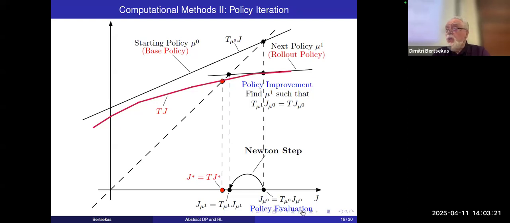Now, this operation is called policy evaluation in dynamic programming. So you have a policy, you evaluate it, and then you improve it. You get a better policy with lower cost. And how do you do that?